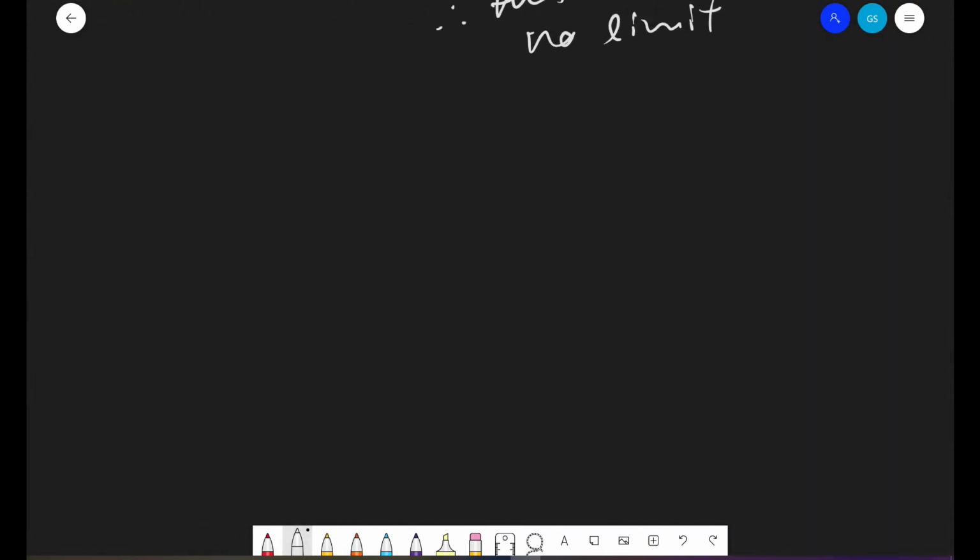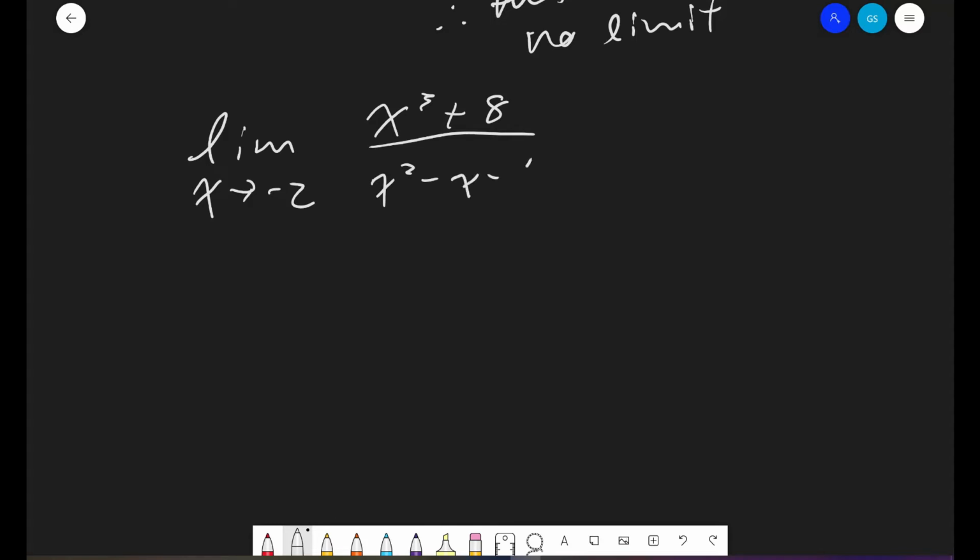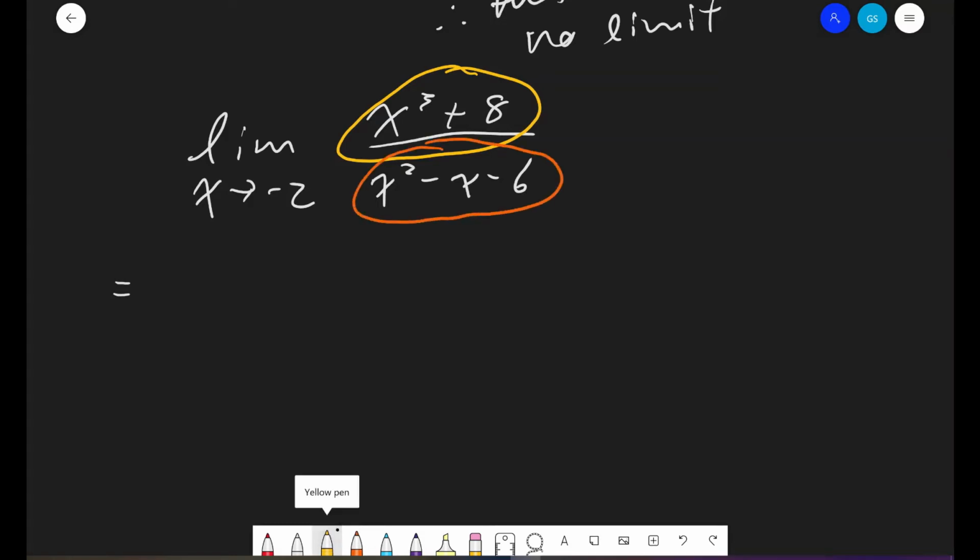Another example I want to try is the limit as x approaches negative 2 of (x cubed plus 8) over (x squared minus x minus 6). So the way we do this is, we see an x cubed plus 8 over here, and this x squared minus x minus 6 over here. What we can do with this is, this actually looks like a sum of cubes, right? This looks like a cubed plus b cubed, which is just (a plus b)(a squared minus ab plus b squared), right?